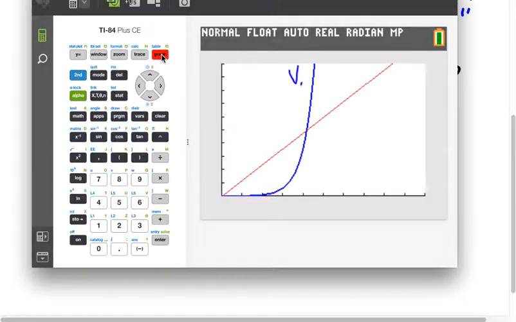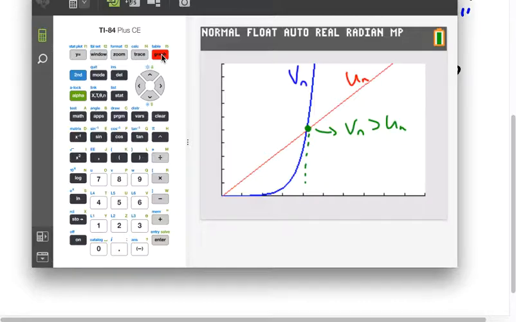This is v sub n. And we also have our y2, which is u sub n. And right here where they intersect is when v sub n eventually becomes greater than u sub n. So we've got to find where this point is. And we know how to do that on a graphing calculator.